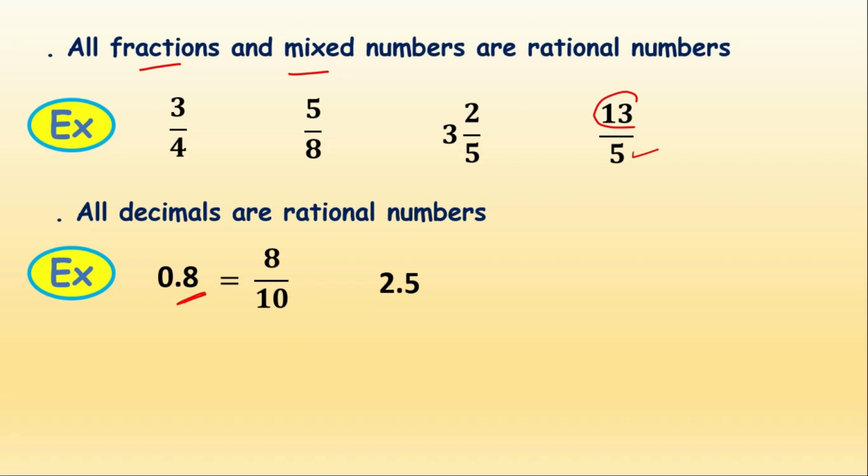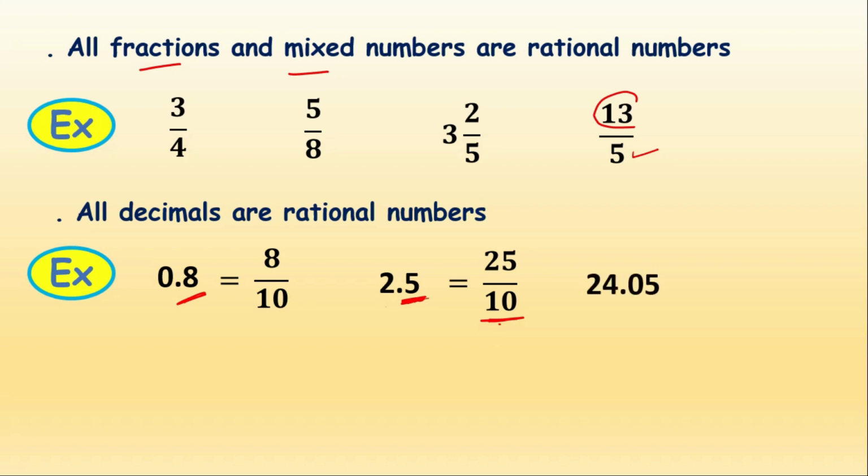And 2.5 you can write in a form a over b like 25 over 10. So with one decimal place, you write 10 in the denominator. As long as there is one decimal place, the denominator is 10. So you can write any decimal in a fraction form, like a over b.